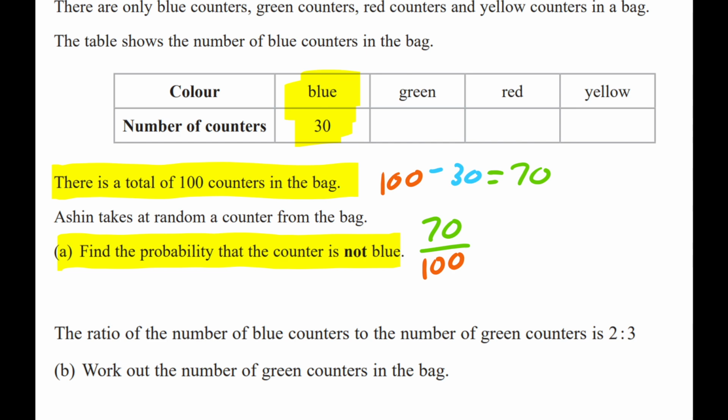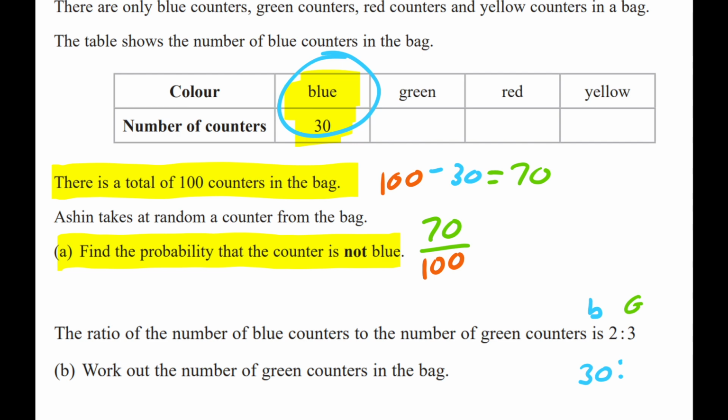10. The ratio of the number of blue counters to the number of green counters is 2 to 3. So blue being 2 and then green being 3. Work out the number of green counters in the bag. So we're told in the table here that 30 of the counters are blue. And I'm going to put that directly below the 2 in that part of the ratio just there.